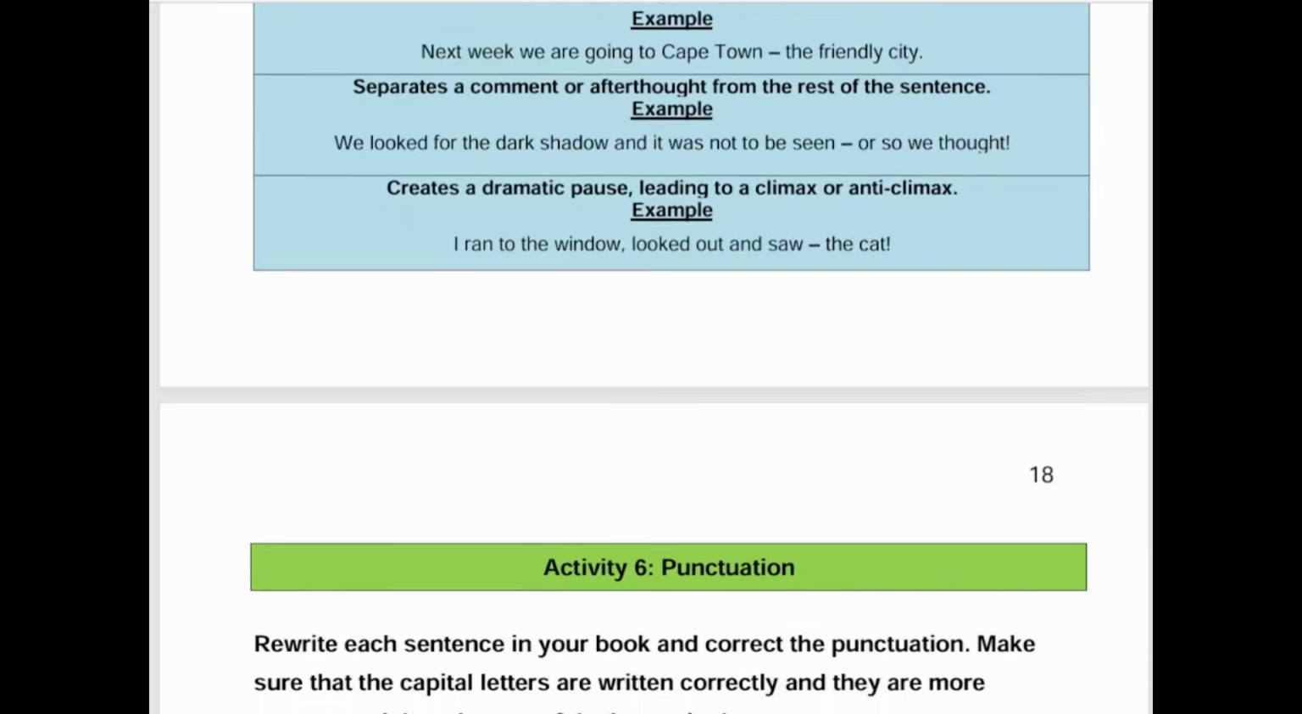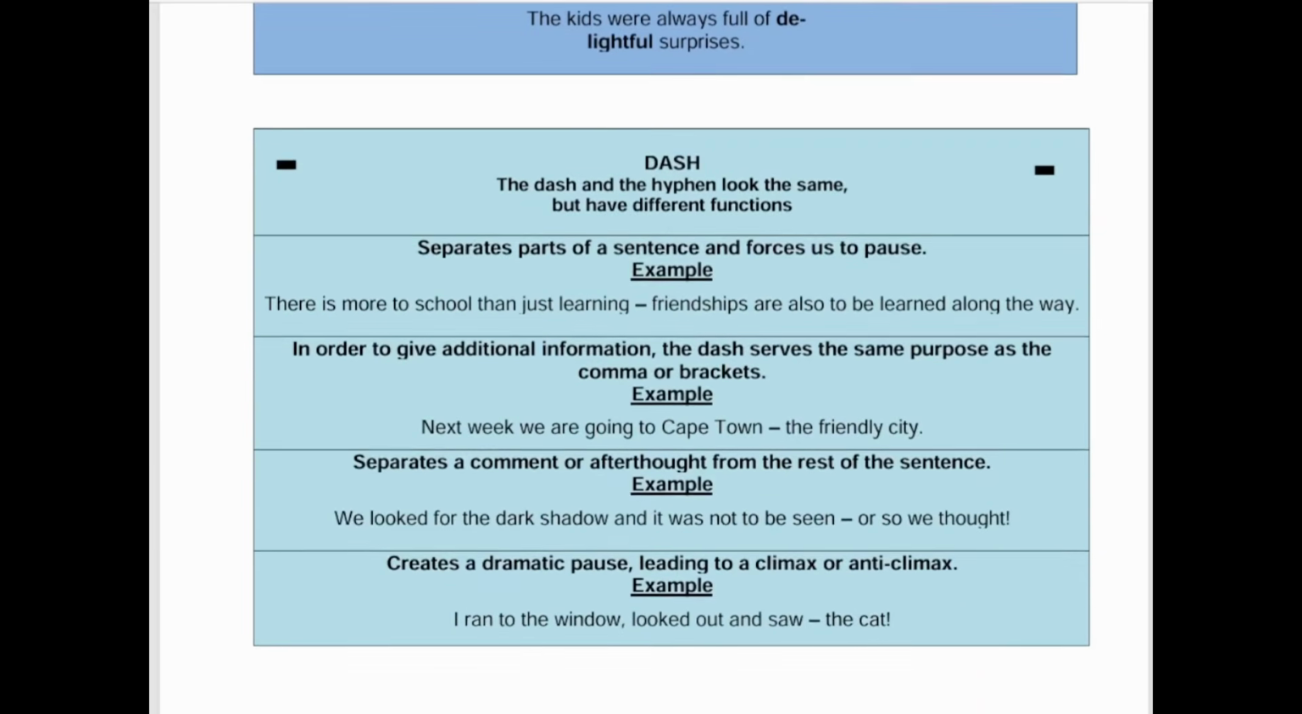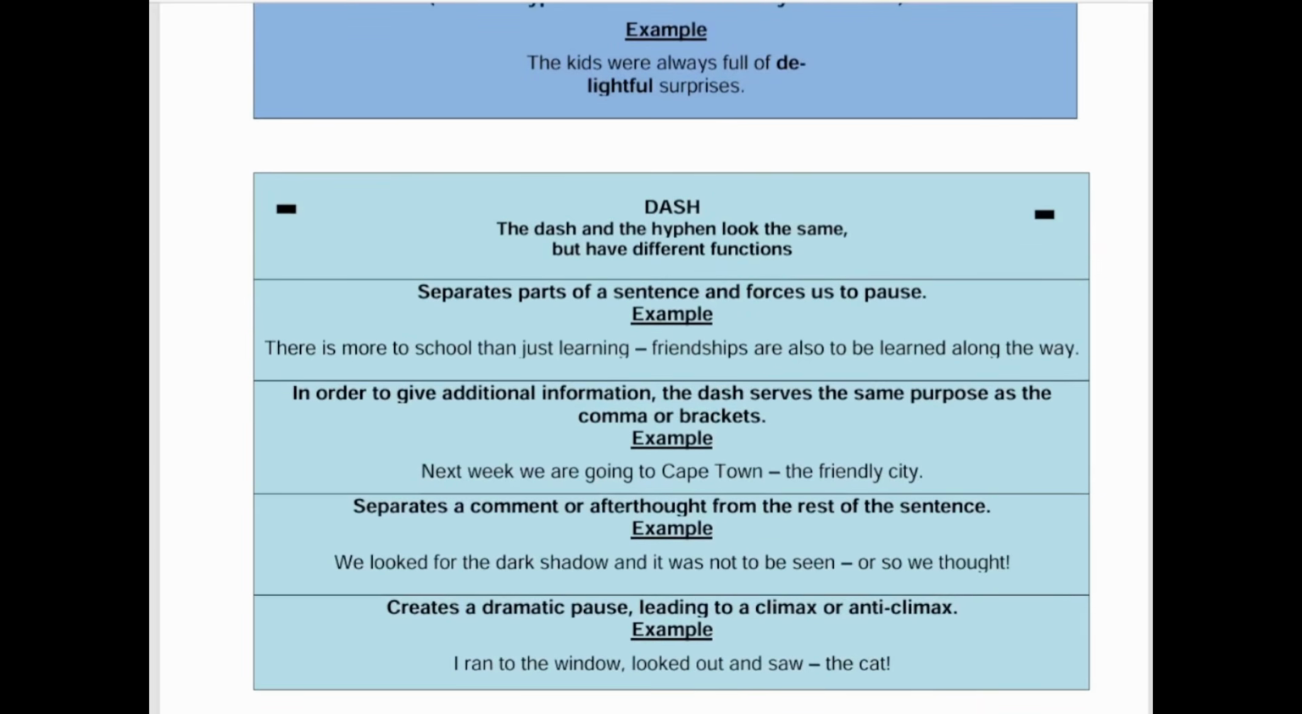Then I think the last punctuation mark is the dash. The dash and hyphen look the same but have different functions. The first function: a dash separates parts of a sentence and forces us to pause. So it is going to separate parts of the sentence and force us to pause.